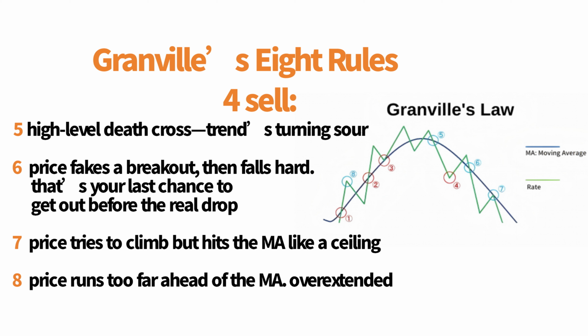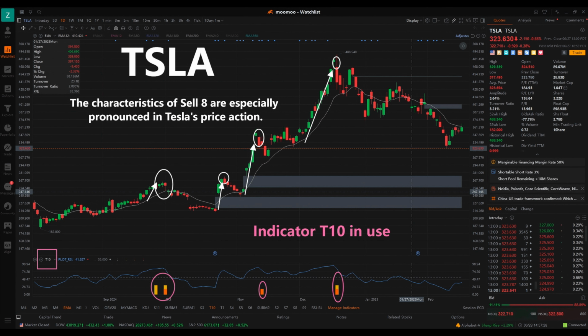Of all the sell signals, number 2 is usually the final exit ramp. Number 3 is a trap. Don't go buying in there. And number 4 only matters when the move is big and fast.